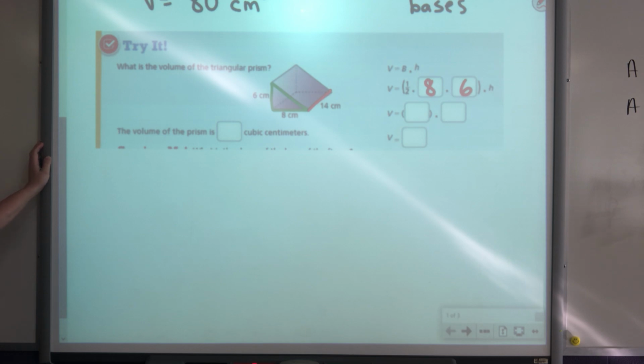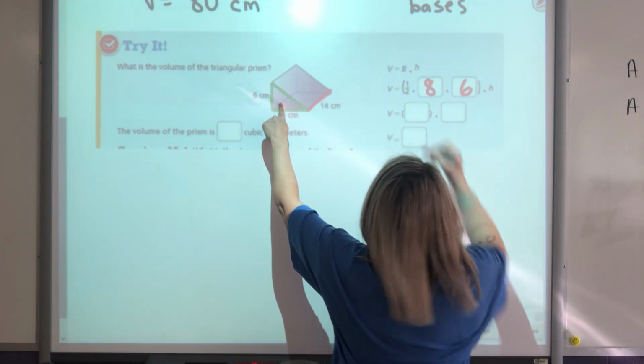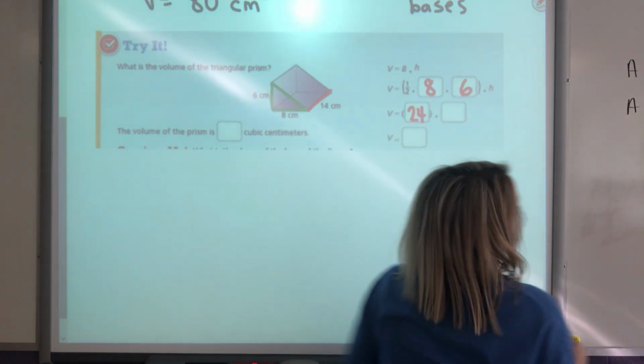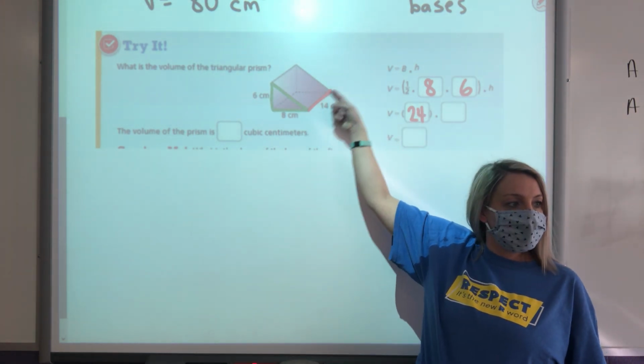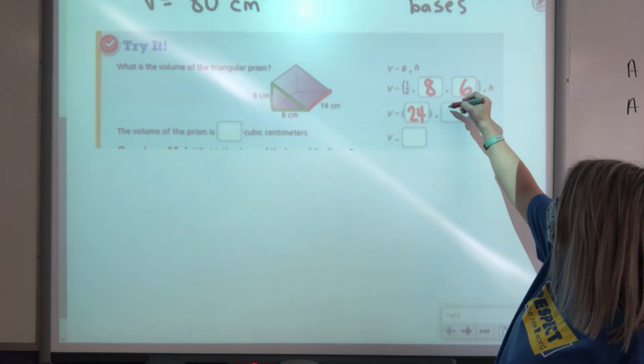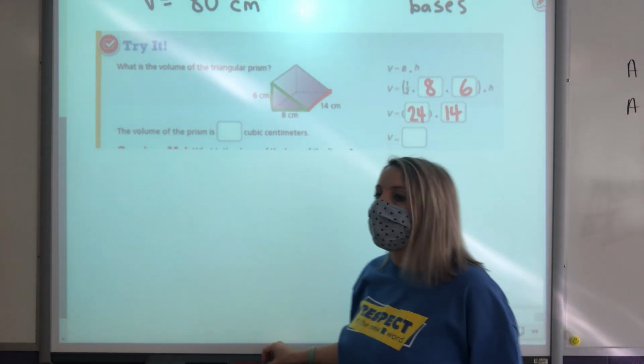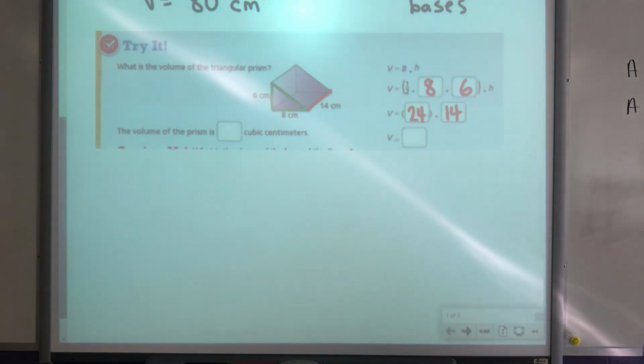Does the order matter if I have 6 or 8 first? Nope. Commutative property of multiplication says order doesn't matter when we're multiplying, right? So what's half of 8? 4. 4 times 6? 24. So our base area is 24 centimeters. Now again, what's the height of our prism? So the height of our prism is 14 centimeters. So the height of your triangle and the height of your prism are two very different measurements. So we need to really think about that when we're looking at these problems.